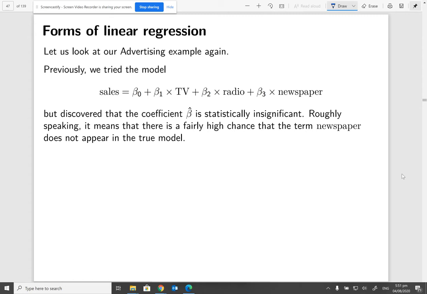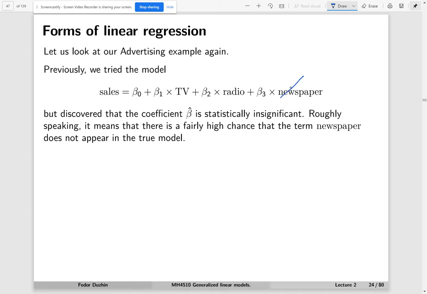So we tried this model, right? And we found that the coefficient at newspaper, beta3, is probably just 0, right? So maybe it shouldn't even appear in the true model. So let us try the true model with just 2 predictors: the budget for TV and the budget for radio campaign, and we want to predict the sales of our product.